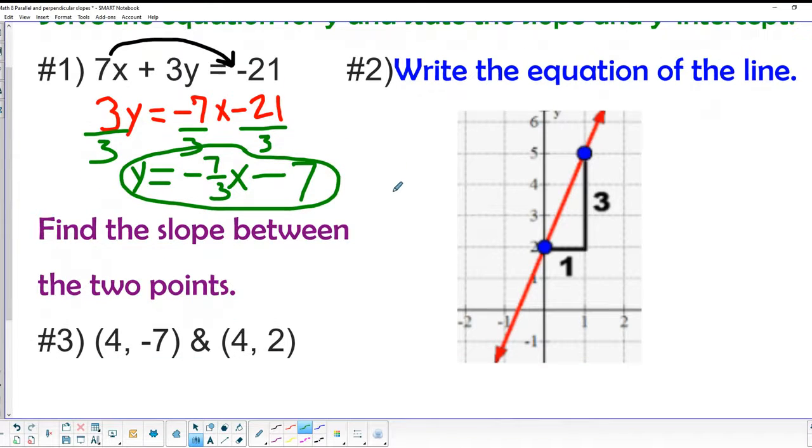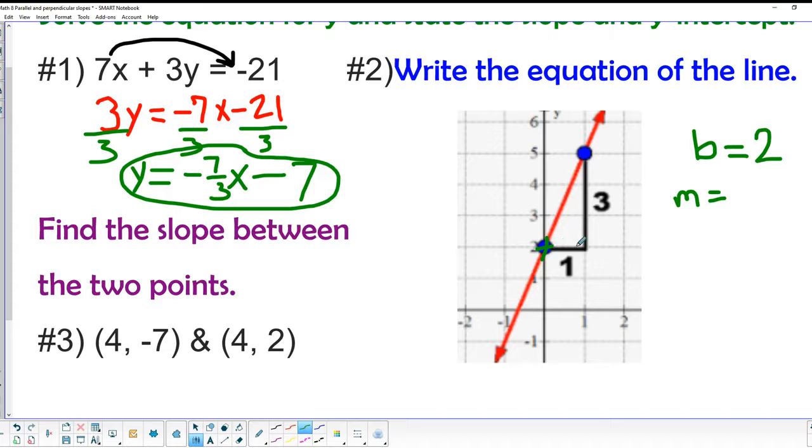All right, for number 2, it says write the equation of this line. So in order to do this, we need to know the y-intercept, which is b. And we also need to know the slope, which we call m. And then we'll just write the equation. Well, as we look at our line, we notice that it crosses the y-axis right here at the point 0, 2. So that makes the y-intercept 2.